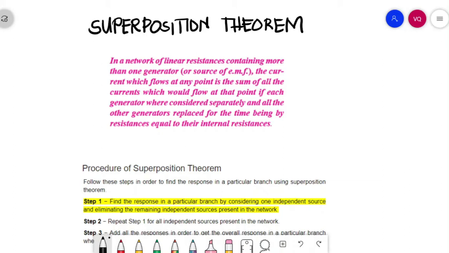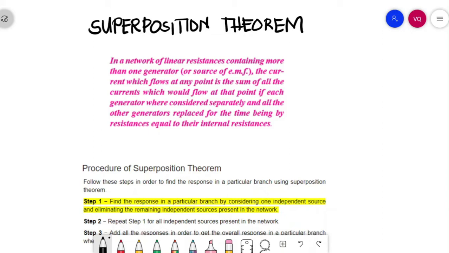In a network of linear resistances containing more than one generator or source of EMF, for example a battery, the current which flows at any point is the sum of all the currents which would flow at that point if each generator were considered separately and all the other generators replaced for the time being by resistances equal to their internal resistances.